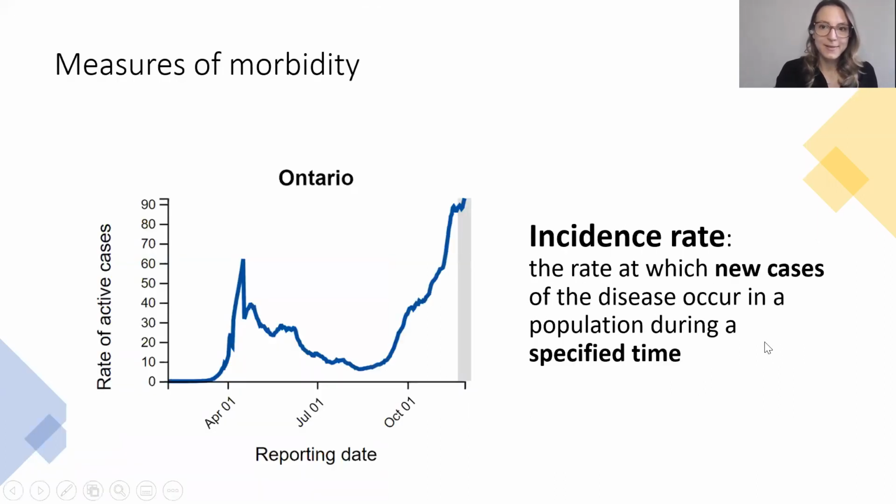Now I'm going to talk about some measures of morbidity, going into some of those indicators of ill health. One of them is incidence rate, which I think many of you are probably quite familiar with, especially during these times. Does anyone want to tell me what kind of incidence rate is in the graph there on the slide?